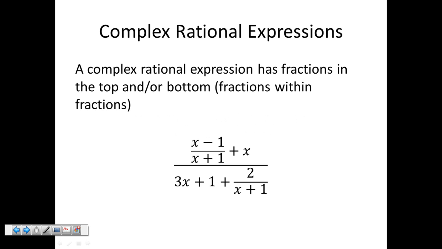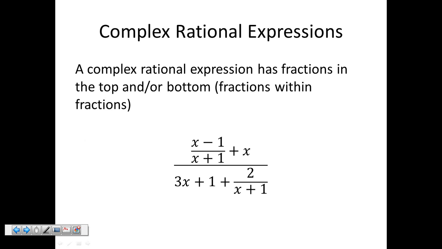Alright, let's talk about what a complex rational expression is. A complex rational expression has fractions within fractions. Fractions that are in the top, or fractions that are in the bottom, or maybe I got them in both the top and the bottom of my big rational expression. Now, this isn't too big of a pain to deal with if you keep your wits about you. To get rid of fractions, you multiply by the denominator.